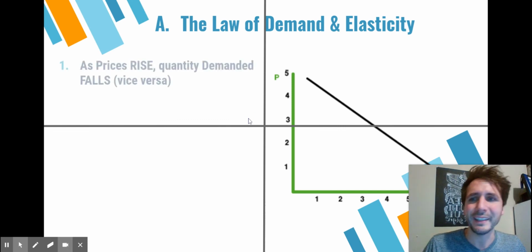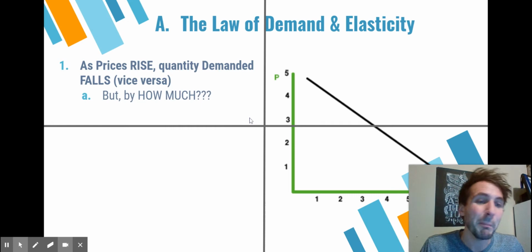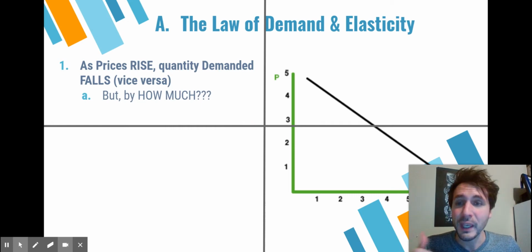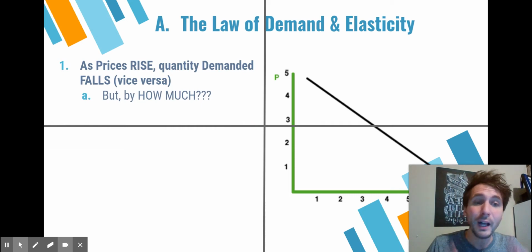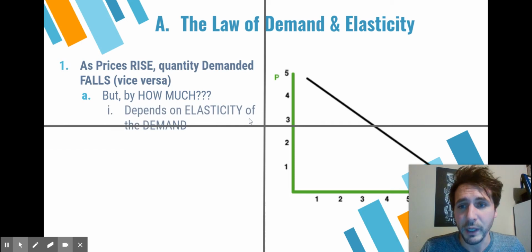The law of demand and elasticity. As prices rise, we know the law of demand, quantity demanded falls and vice versa, right? That's the law of demand. But what elasticity answers is a question of how much. Not all goods are alike. Some are more sensitive to a change in price, while others are not sensitive to a change in price at all. It all depends on the elasticity of demand.